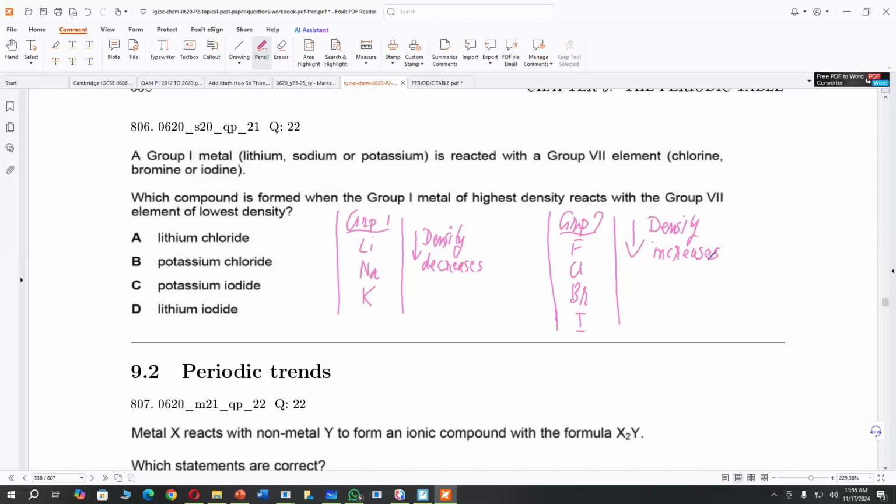These chapters which we are doing right now are called inorganic chemistry. Inorganic chemistry is totally related with memory. Now select the answer. D. He says group 1 metal of highest density and group 7 of lowest density.